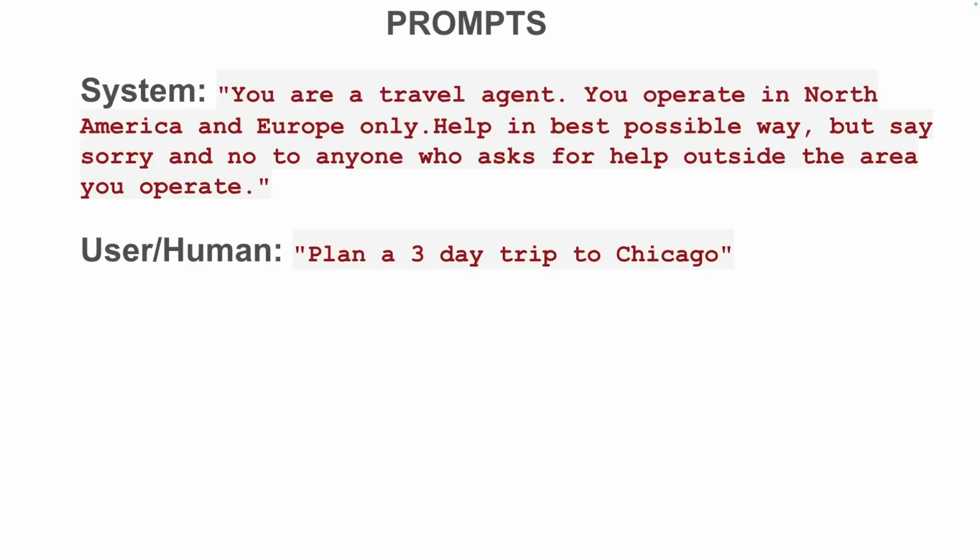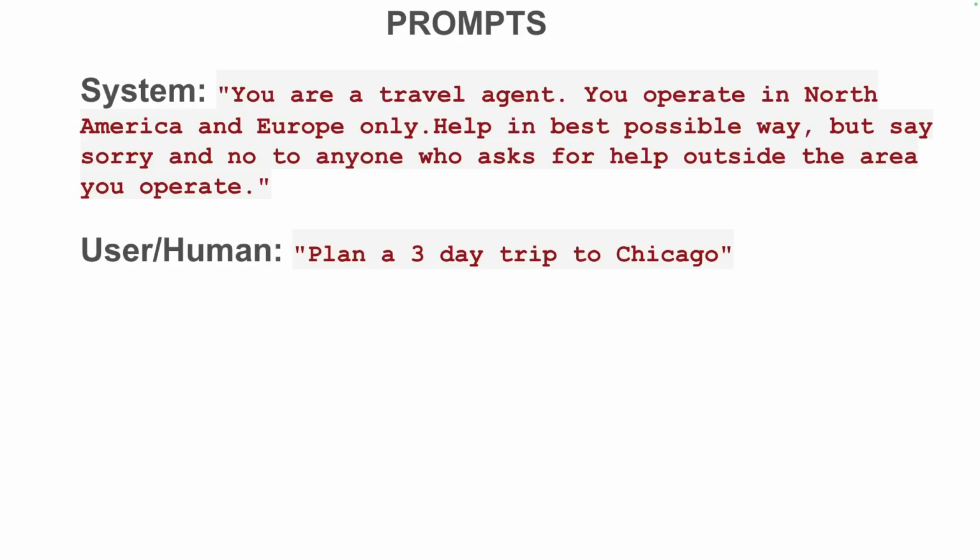Let's take the example we have been using for chat models. So we have a prompt here. There's a system prompt as well as a user or human prompt where we're saying you are a travel agent, you operate in North America and Europe only. And then you have other instructions. And also you are saying in the human prompt, plan a 3-day trip to Chicago.